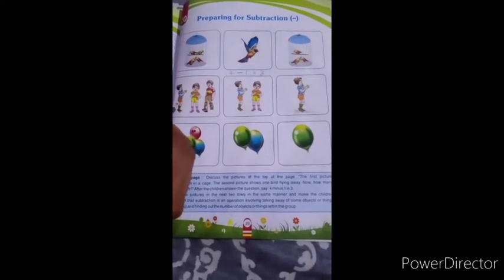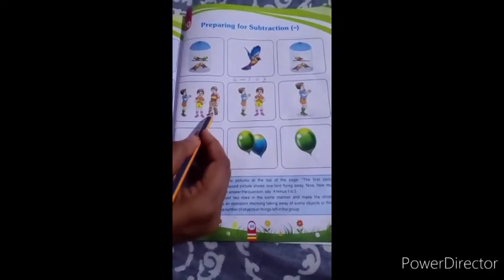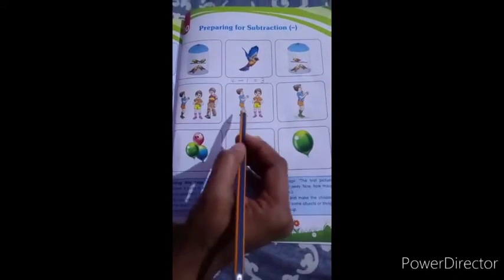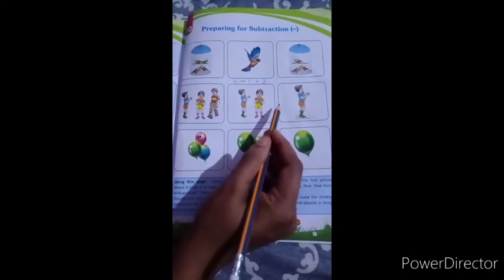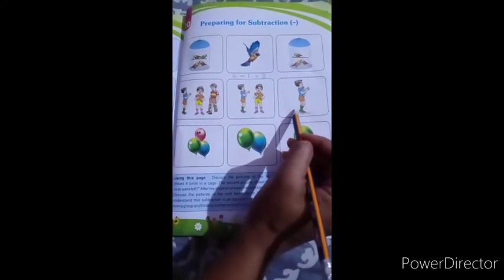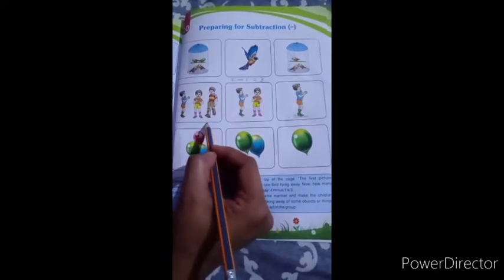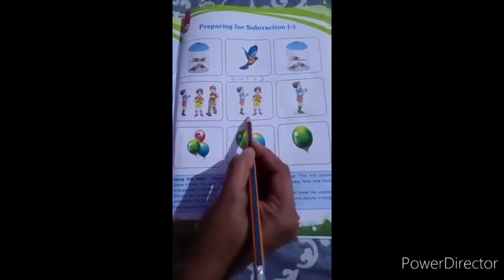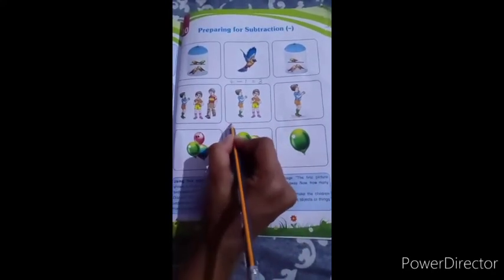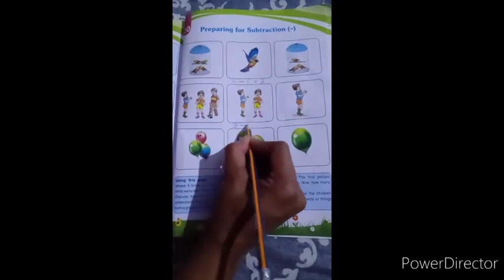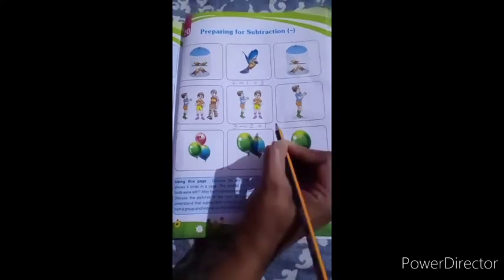The next picture we can see 1, 2, 3. 3 boys. Suddenly, 1, 2. 2 of them are gone. Then, how many boys are left? Only 1 boy. That means 3 boys minus 2 boys equal to 1 boy. So, 3 minus 2 equal to 1.